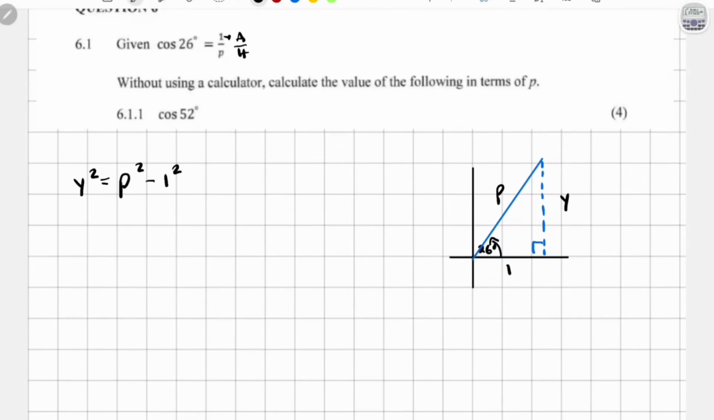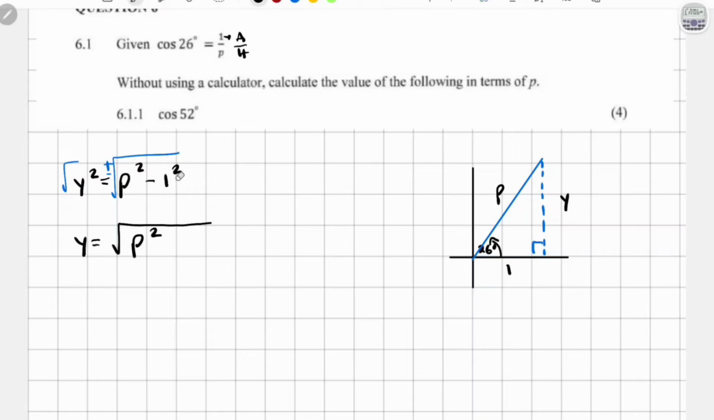Then you can square root both sides to find y. Now, we usually put a plus and minus here, but you see that we're in the first quadrant. So everything here is positive: y, r, and x are positive. So y is equal to the positive square root of p squared minus 1 squared.